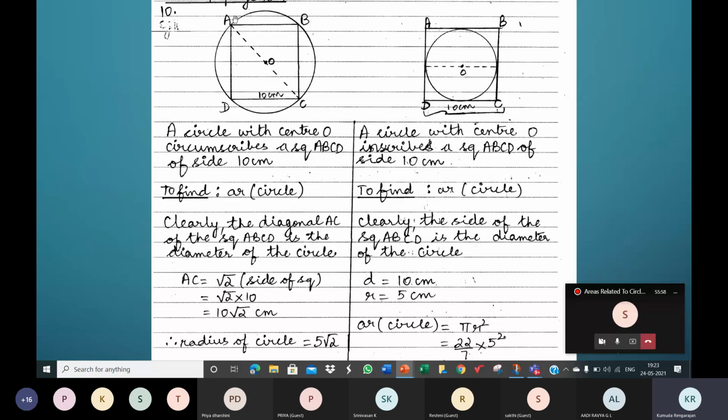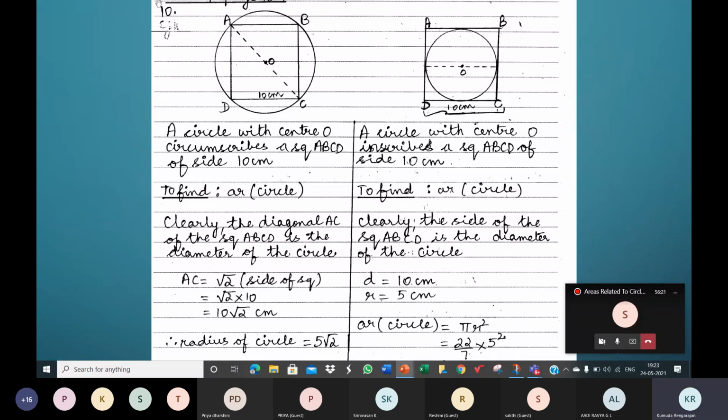Now the question is, how do we know that this AC will pass through O and it is the diameter? That's because angle D is 90 degrees, and we know that the angle in a semicircle is a right angle. Hence AC must be the diameter and O should lie on AC.